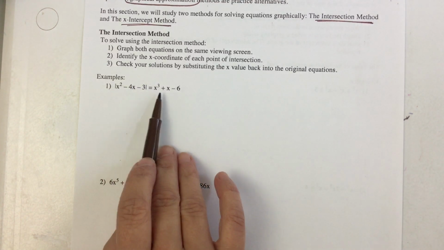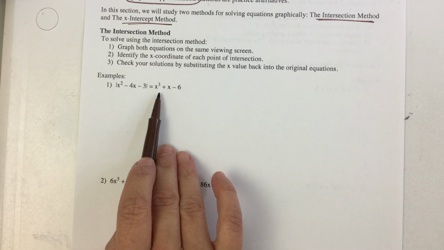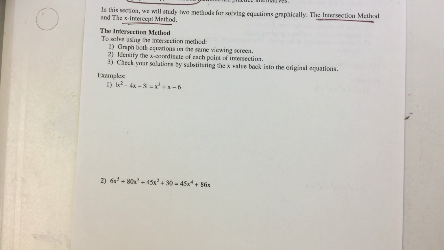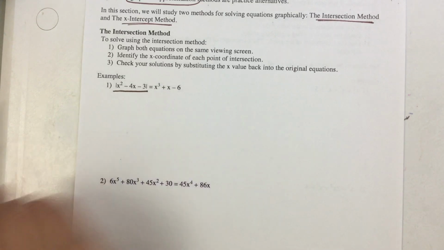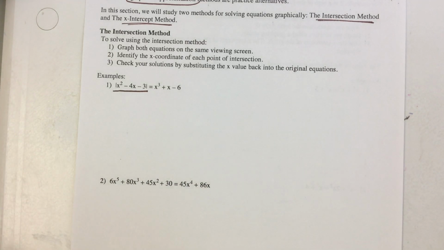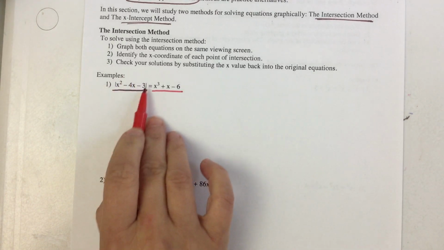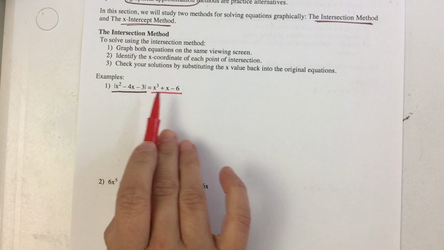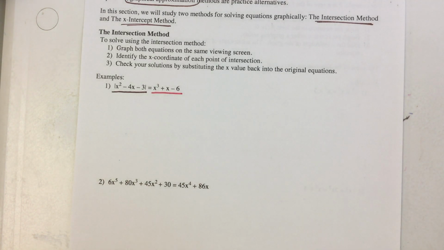You will graph because we want to know when these two equations are equal. What value could I put in for x that will make the two sides have the exact same value? It will make a true statement. In order to do that, you graph both equations in the same viewing screen. So you first put in the absolute value of x squared minus 4x minus 3. Then on a separate line, x cubed plus 4x minus 6.